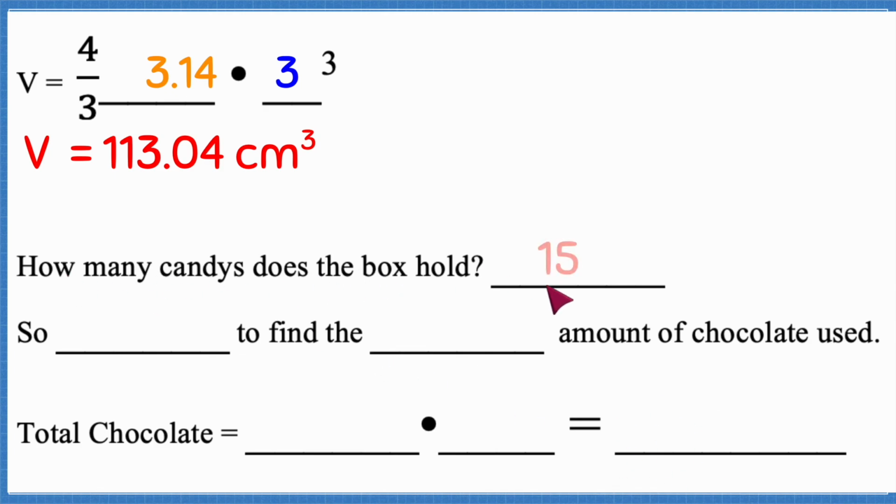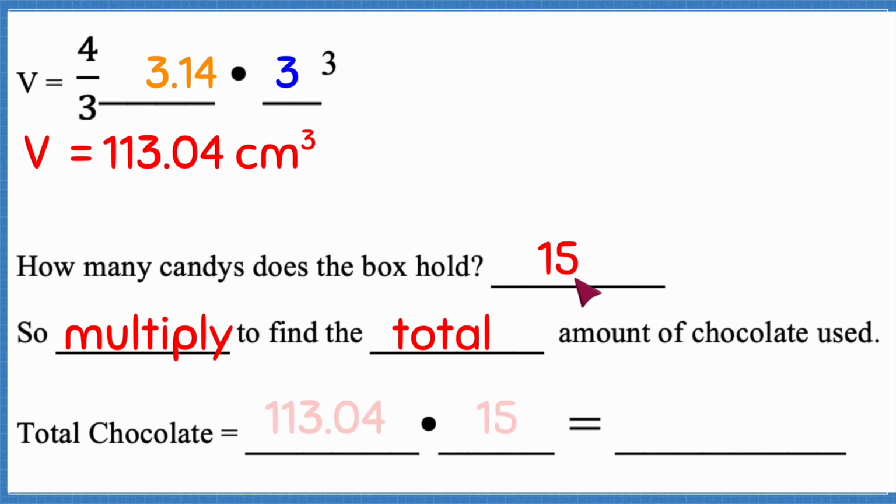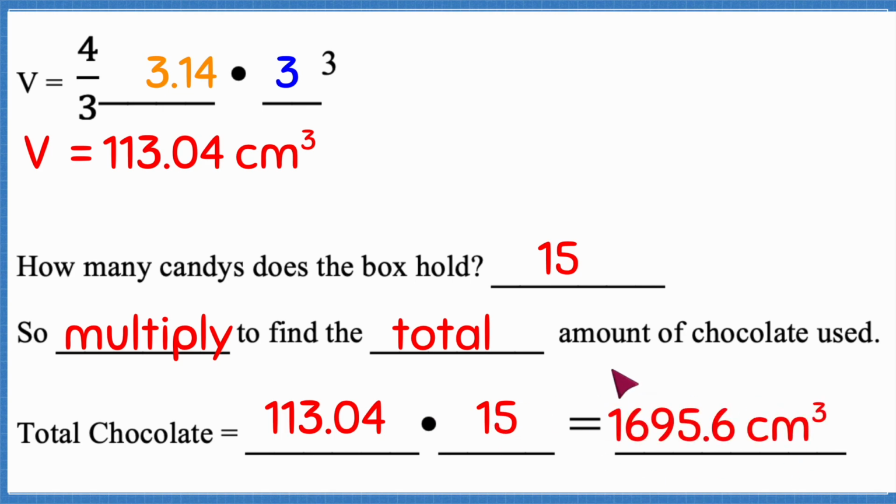So how many candies does the box hold? Remember, that was 15. So I'm going to multiply to find the total chocolate used, because each chocolate uses 113.04 centimeters cubed, and I have 15 of those. Okay, so I'm going to multiply my volume times the number of candies, and I'll have my total volume of chocolate used, which sounds like a lot, but it's centimeters, so it's pretty small. It's still 1,695.6 cubic centimeters.